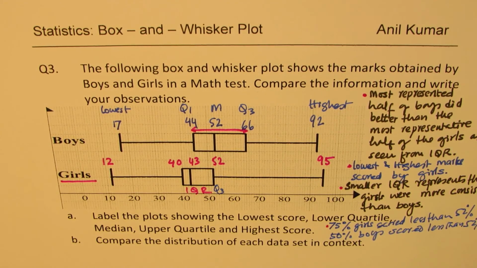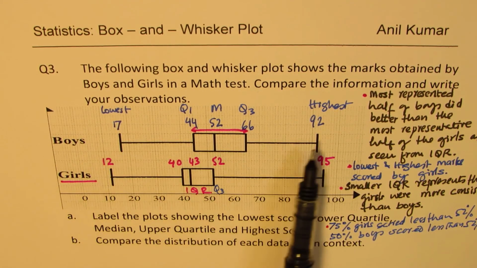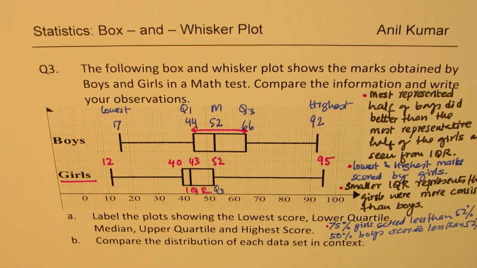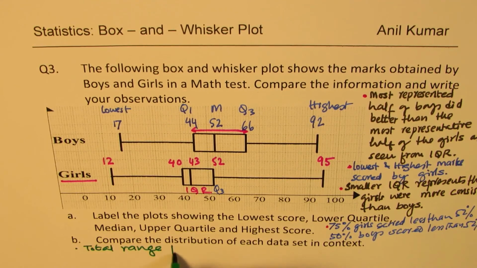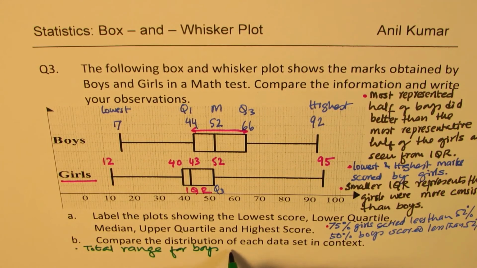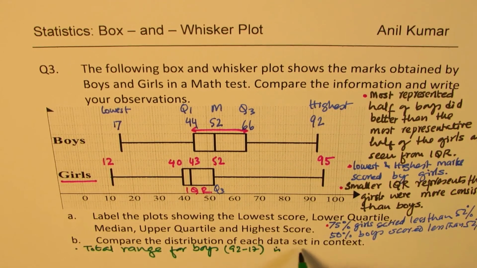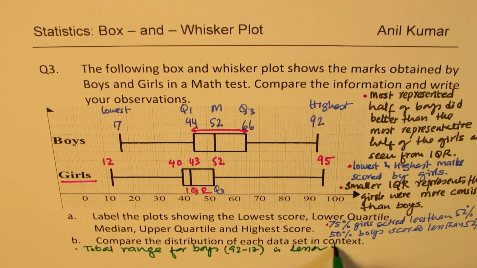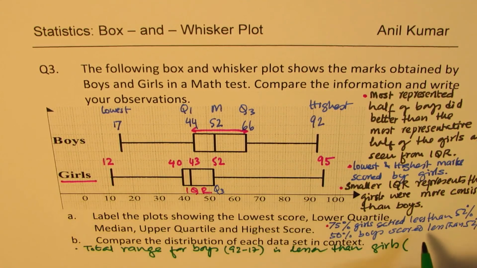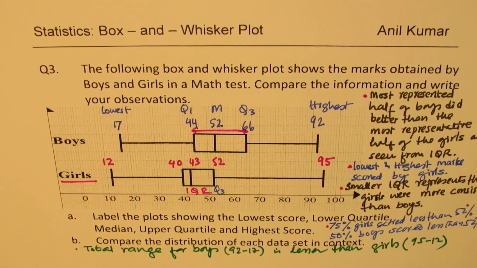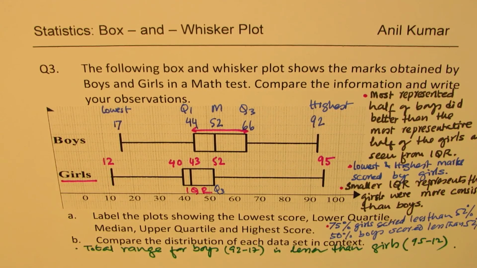And of course, you can say that the total range for boys is lesser than that of the girls. So let me add the last point here. We'll write here the total range for boys. You can actually calculate the range and then write down 92 minus 17 is lesser than that of girls, which I'm writing in short as 95 minus 12, correct? So that is how you could actually compare the two and describe them.